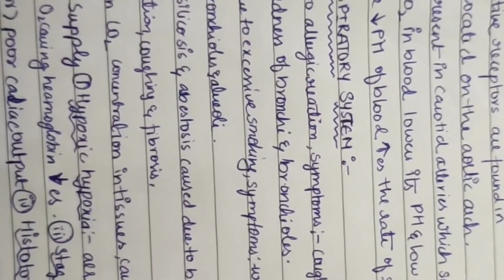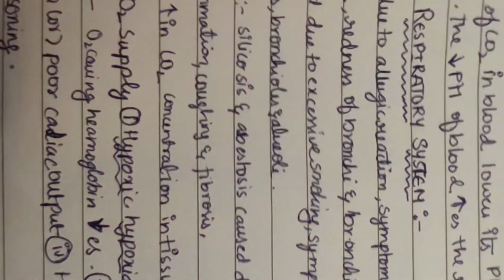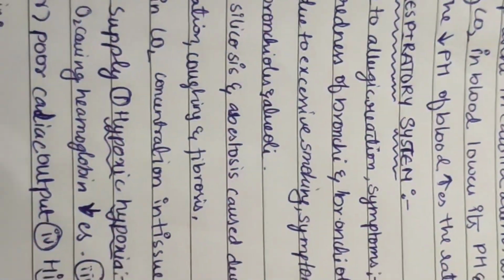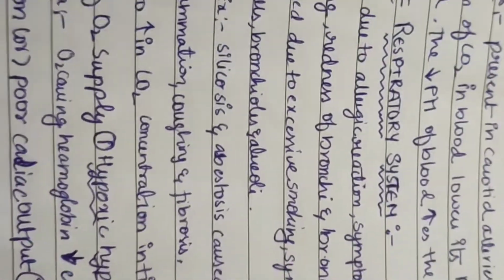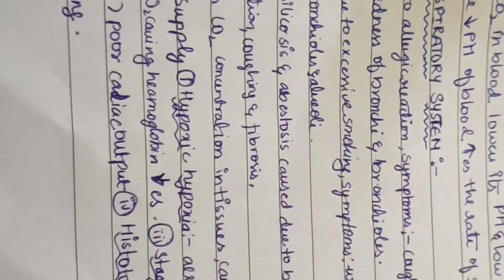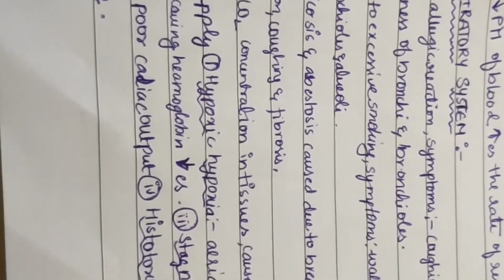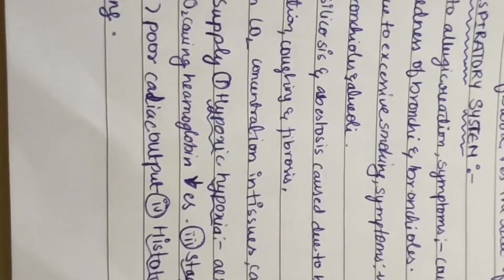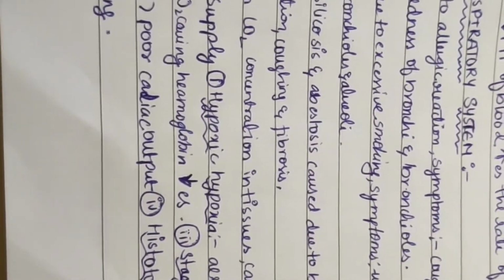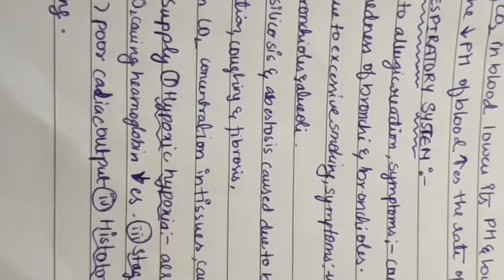Pneumoconiosis, for example silicosis and asbestosis. It is caused by breathing in mineral dust such as silicon, asbestos, etc. They cause inflammation, coughing, and fibrosis. Then asphyxia, due to increase in CO2 concentration in tissues, causes acute hypercapnia. Then hypoxia, lack of O2 supply.